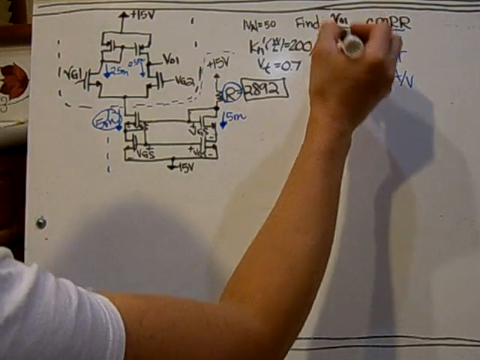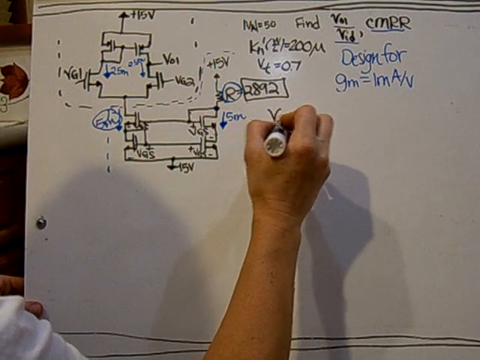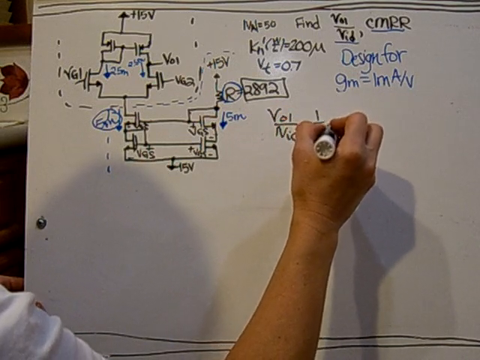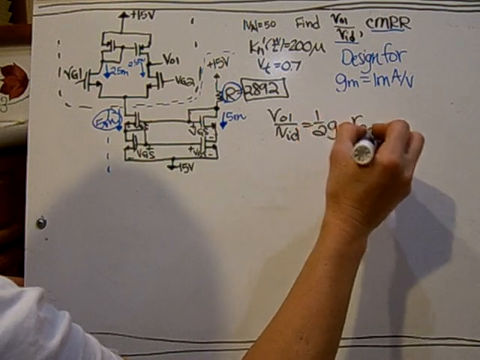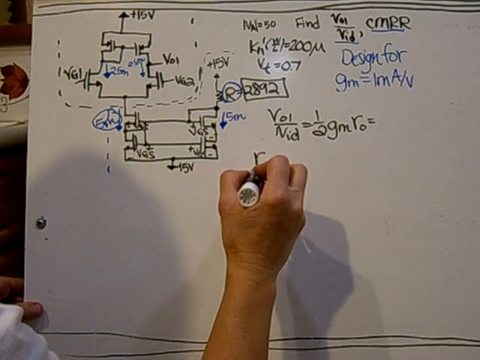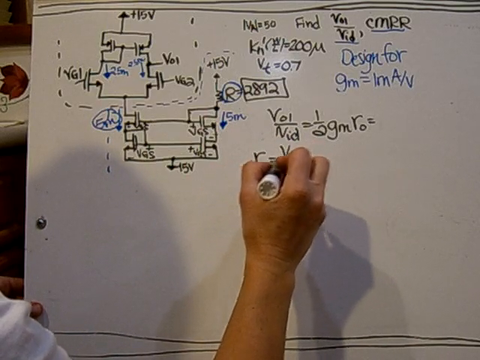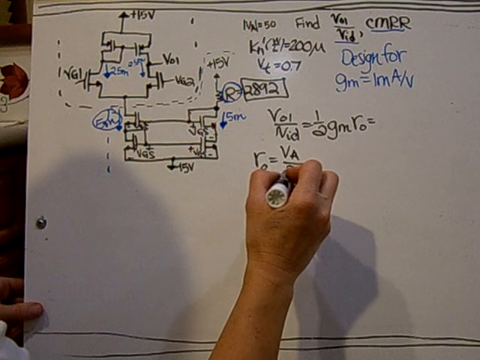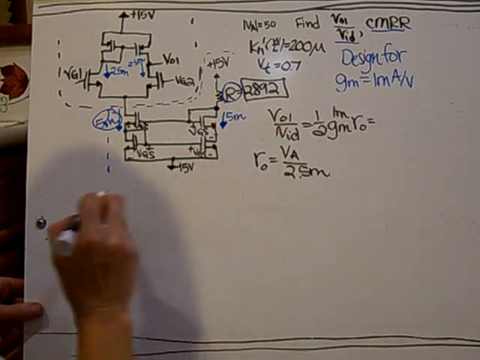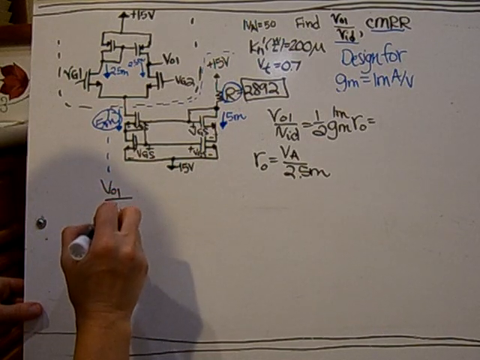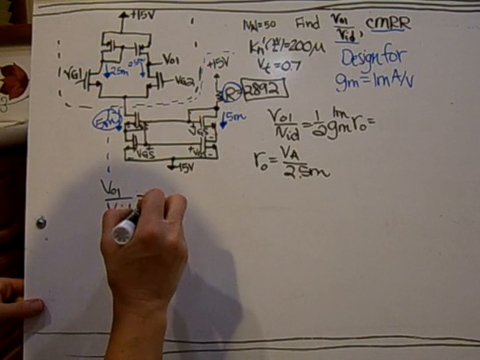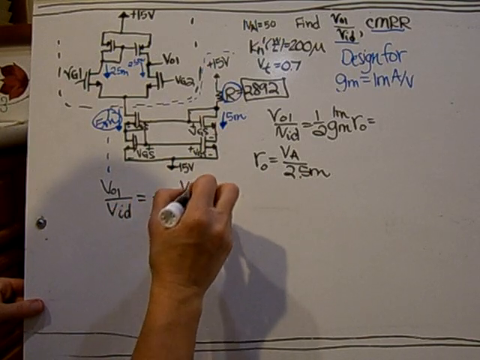So now the gain, VO1 over the differential input, is equal to half GM RO, and RO is VA over the current going through it, which will be 2.5 milli. GM is the 1 milli. And multiplying that out, it's a value of 10 volts per volt.